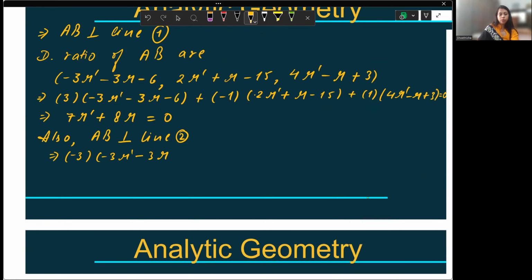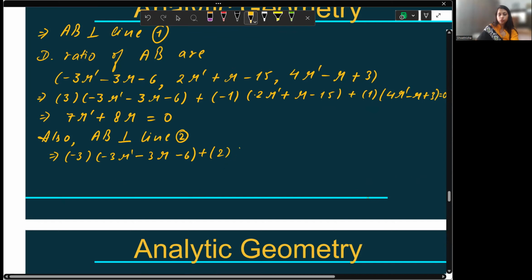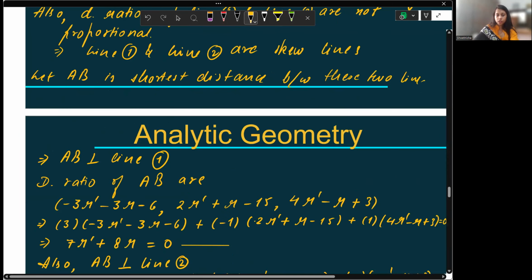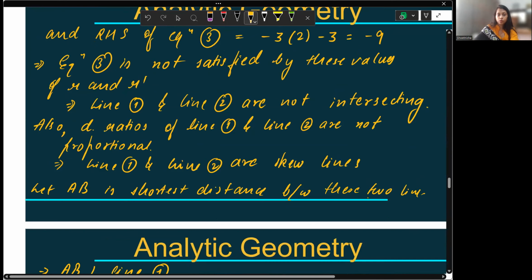This is exactly the same. Minus 3 and 2 times 2r' plus r minus 15 plus 4 times 4r' minus 4 plus 3 is equal to 0. It will give you 29r' plus 7r is equal to 0. So solving these two equations, so far I have 5 equations.